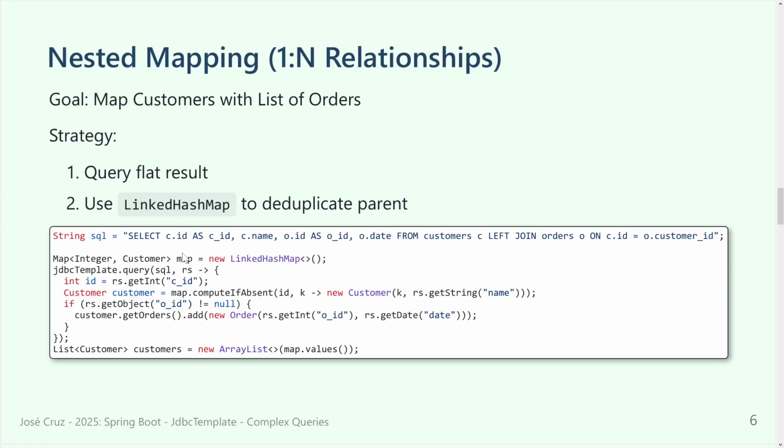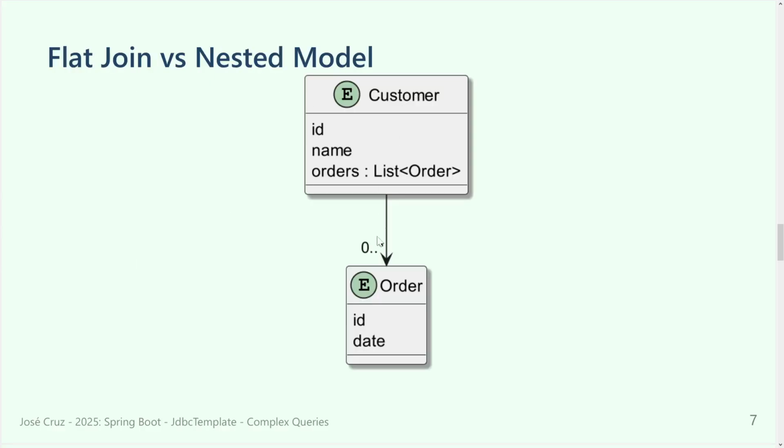And you can do it with just one query. You can query everything with a select with a join, and then we use a map to do the grouping, meaning that you create a map where the key will be the ID of the customer, and then you have the customer class, which inside contains the orders. You have the customer, where inside you have the orders.